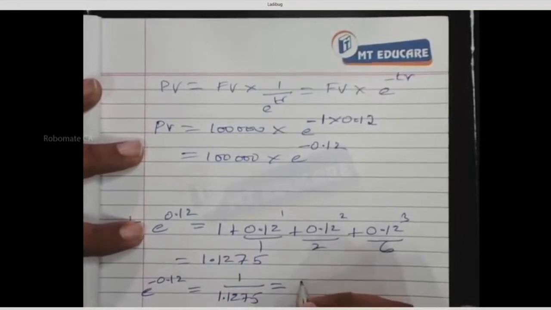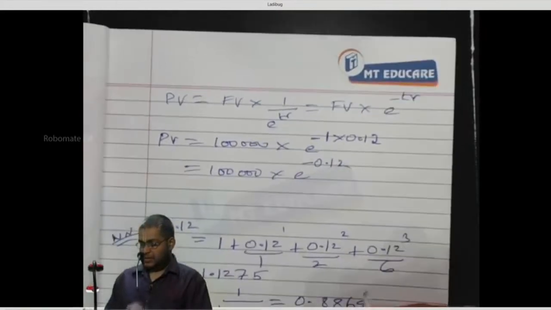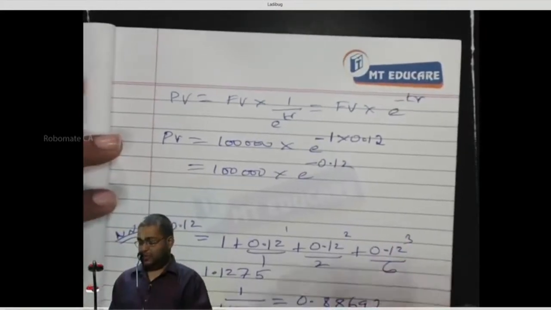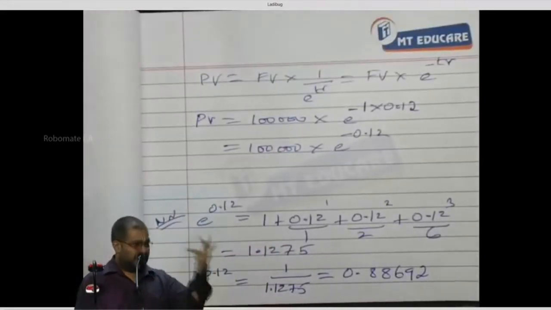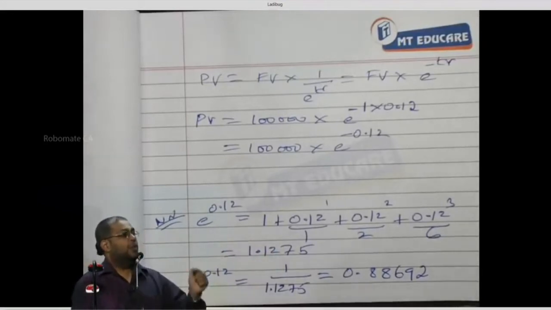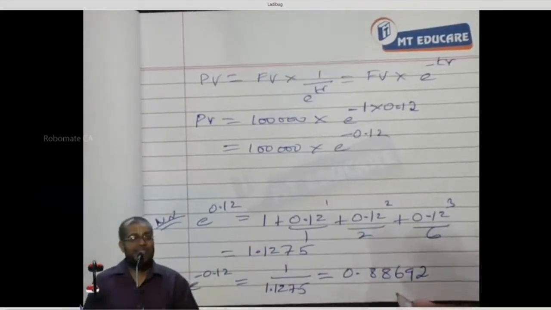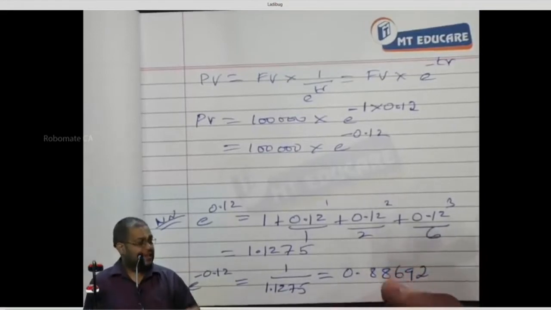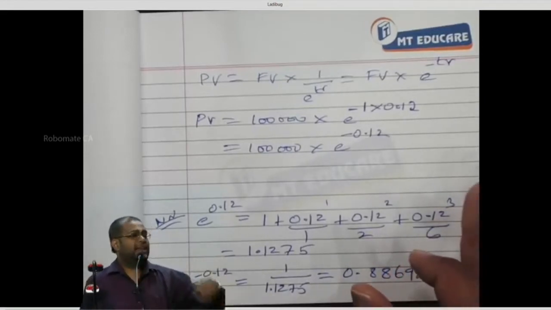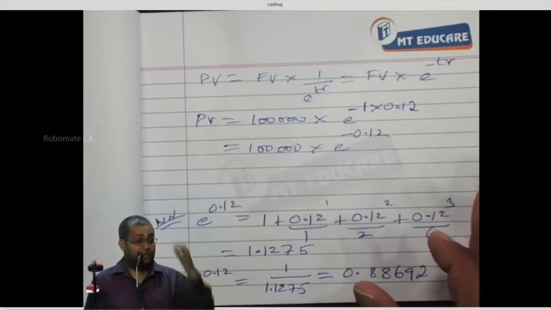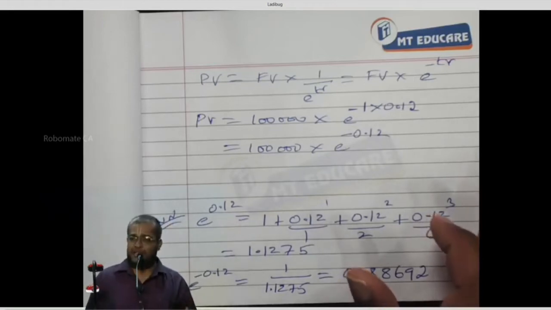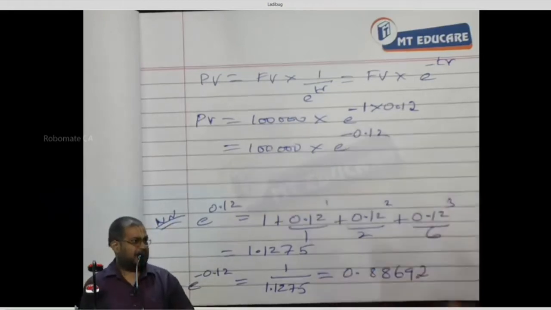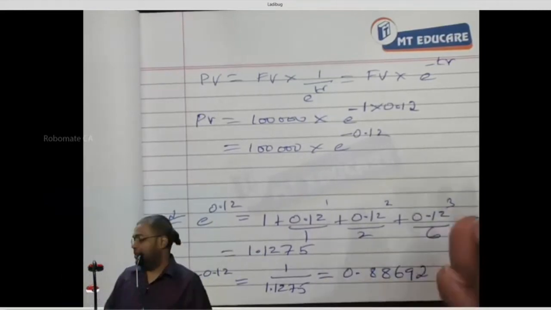What's the number? 0.88692, please write 0.88692. Very simple. What is 0.88692? It is the present value factor. 1 rupee after 1 year is how much today? 88 paise, if I discount continuously. With 10% annual discounting, the present value factor for 1 year is 0.9091. We get something different from 0.909 if we go for continuous discounting. That is nothing but the present value factor. Right or not?